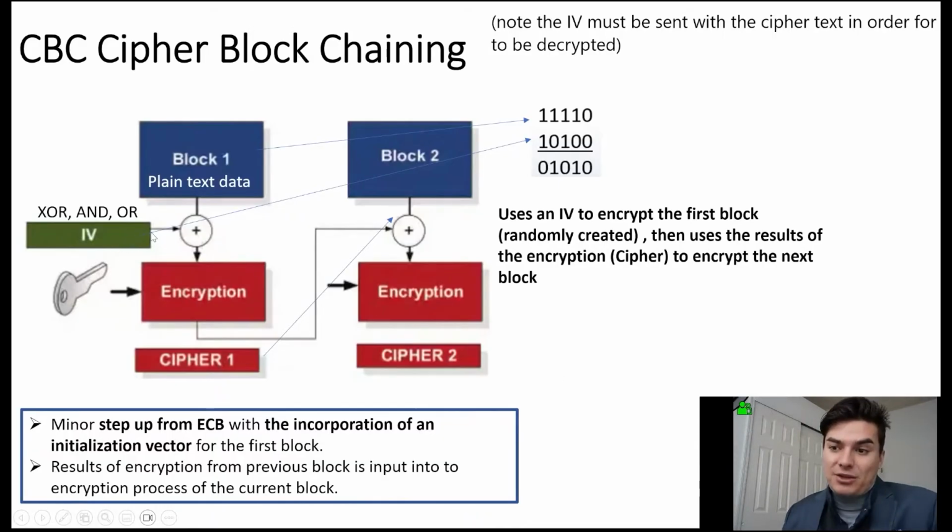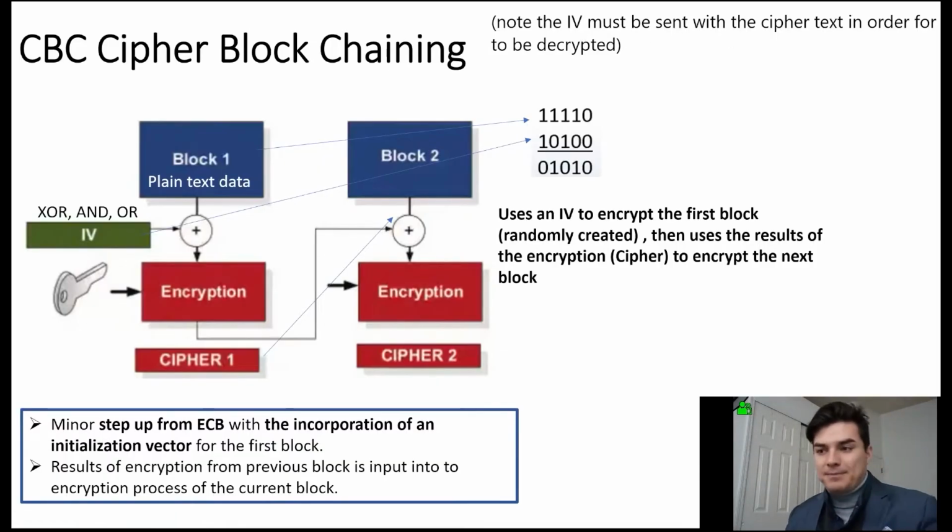Now, this initialization vector goes back to the math in bits here. So block 1 represents the data, and the second set sets up the initialization vector, and then the output is what's getting encrypted here with the encryption algorithm. So you just really need to know that cipher block chaining incorporates the initialization vector, and the definition of the process would be: it uses an initialization vector to encrypt the first block. This first initialization vector is randomly created, and then it uses the results of that encryption cipher to encrypt the next block. I do want to note that the initialization vector has to be sent with the ciphertext in order for it to be decrypted.